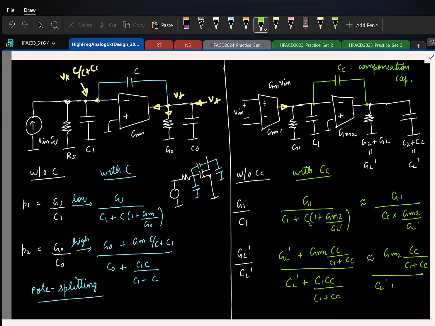driving a very low load, then it can be GM2 by GM2. But again, if you're driving a very low load, you design GM2 so that the gain is reasonably high, right? You don't want it to be less than 1. Again, this is an approximation. Depending on your situation, you have to use it. This is assuming GM2 is greater than GL prime.